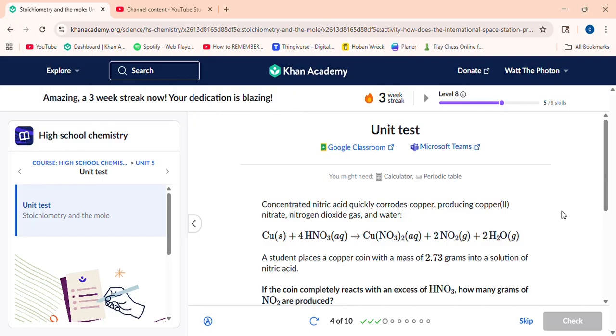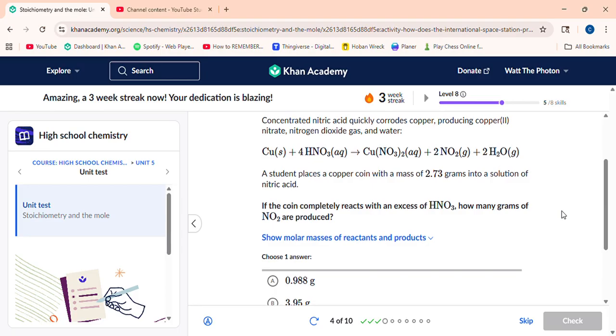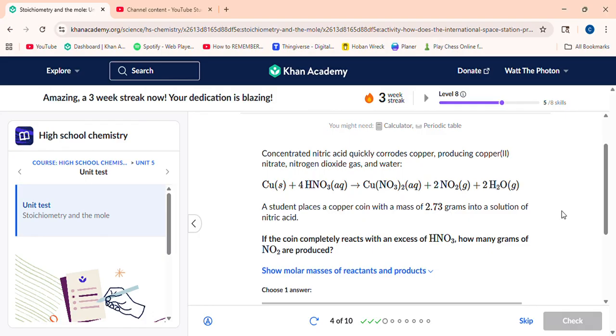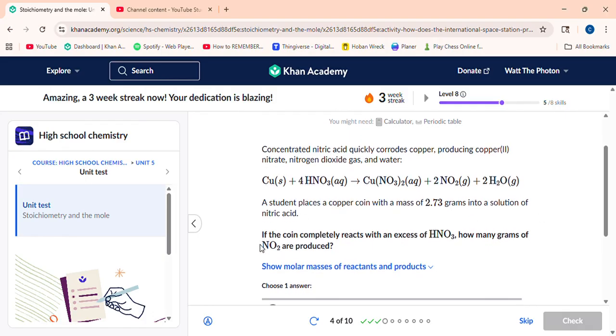Nitric acid quickly corrodes copper, producing copper nitrate, nitrogen dioxide, and water. A student places a copper coin with a mass of 2.73 grams in a solution of nitric acid. If the coin completely reacts with excess nitric acid, no, that's not nitric oxide, nitric acid. Yeah, nitric acid. How many grams of nitrogen dioxide are produced?